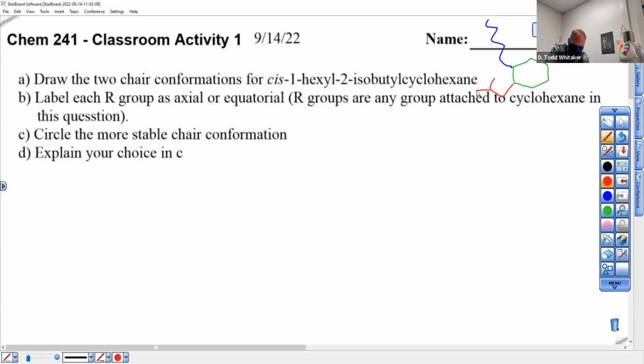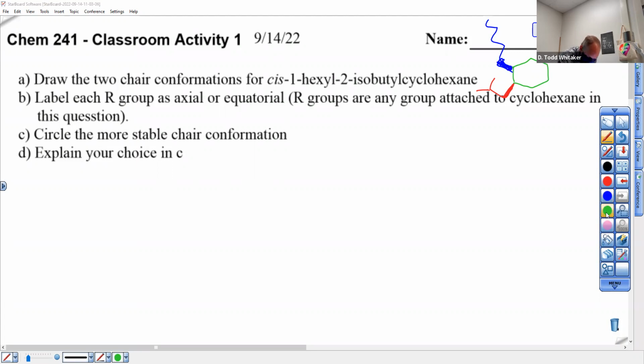I haven't shown cis here. How do you want to tackle it? You've got two options. You just tell me the one you want. 2 wedges works for me. Red wedge, blue wedge.